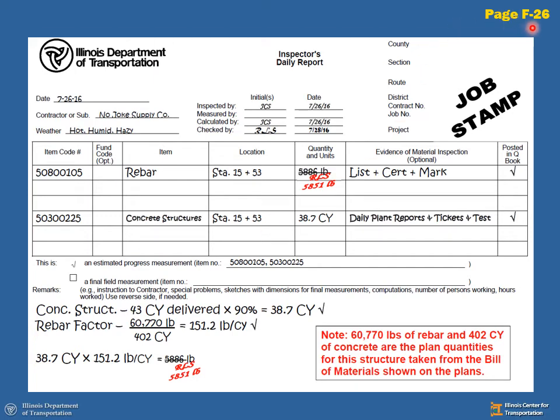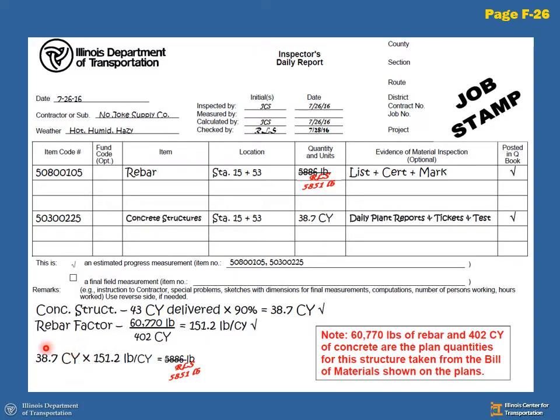On page F26 is an example of calculating rebar and concrete for our estimating. We're on the job site. We have concrete tickets that total 43 cubic yards that were delivered. We multiply by our reasonable factor of 90%. That gives us 38.7 cubic yards as our estimated quantity. That goes here in our concrete structures.